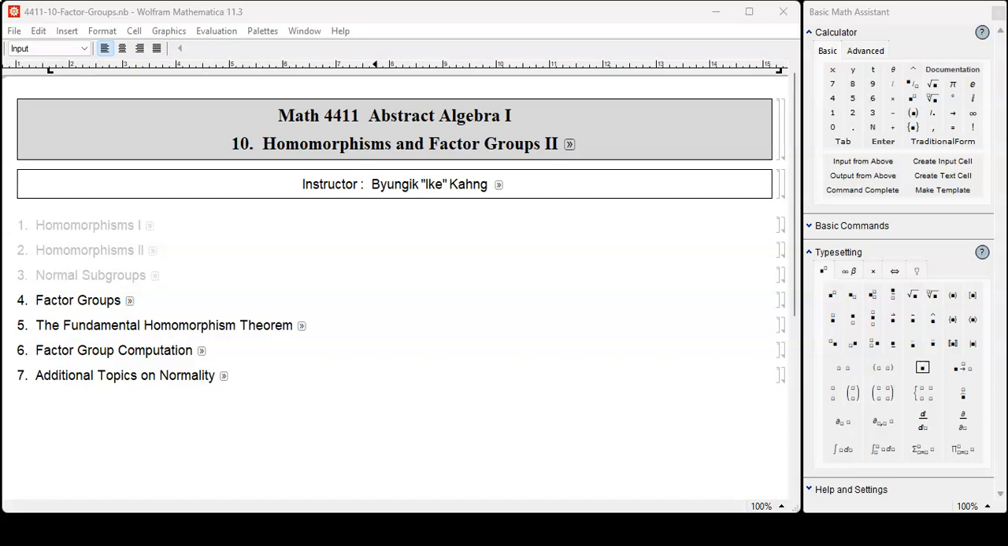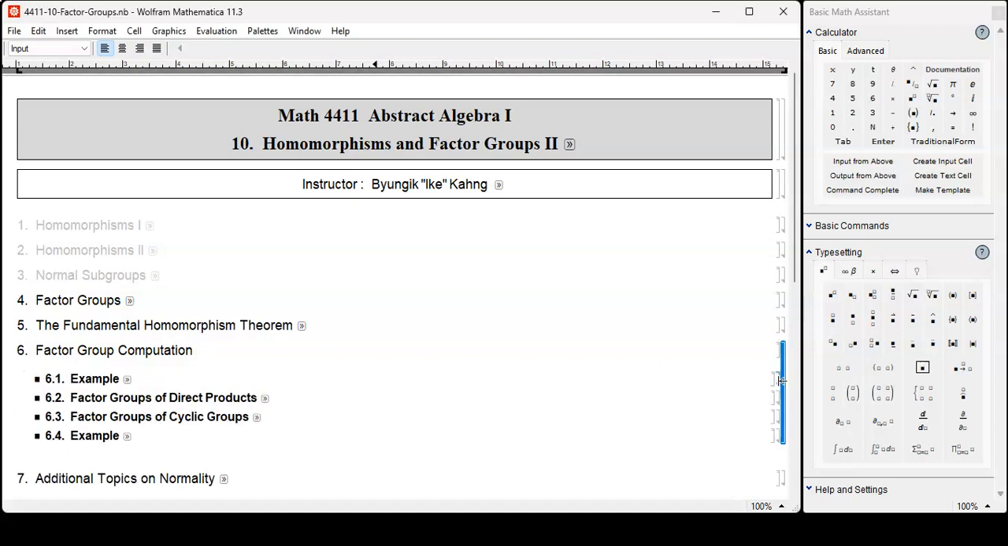Hello students, welcome back. We completed up to section 5. Now let's go to section 6, factor group computation.